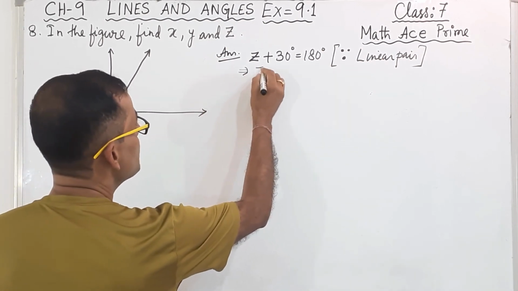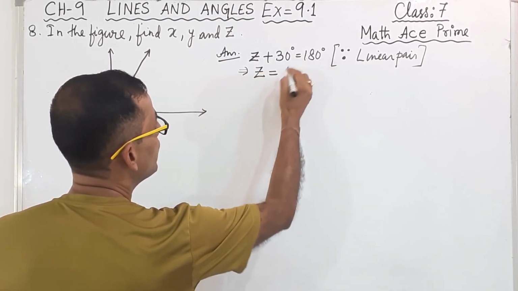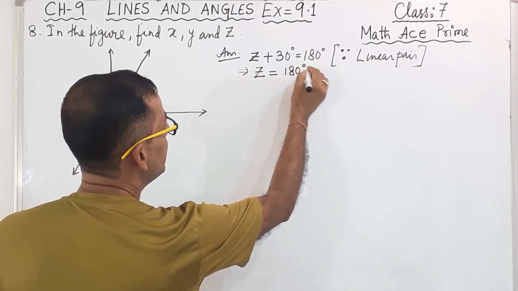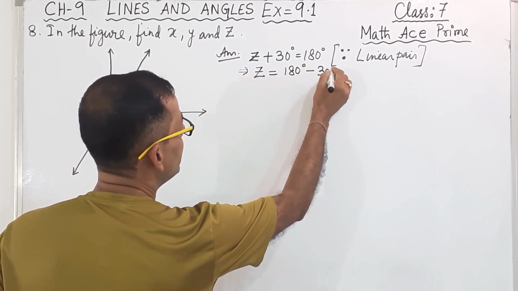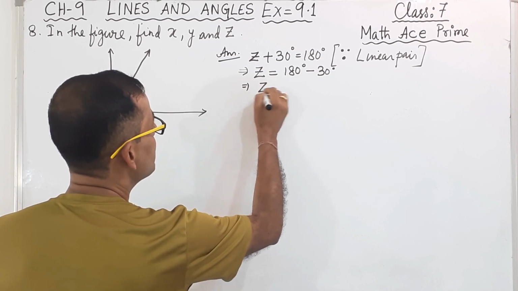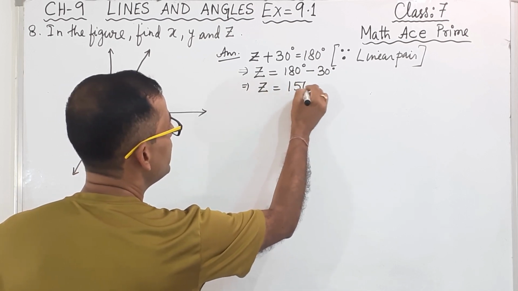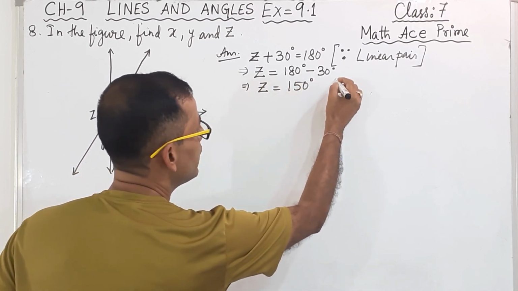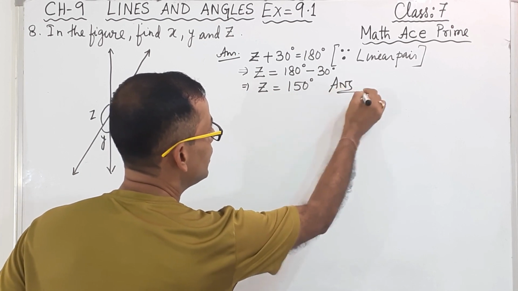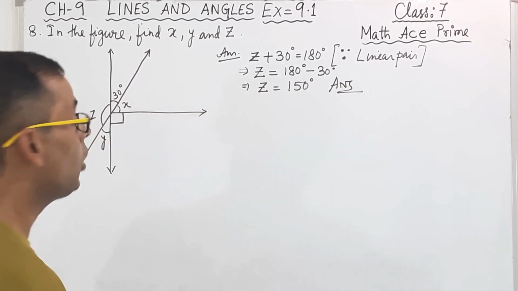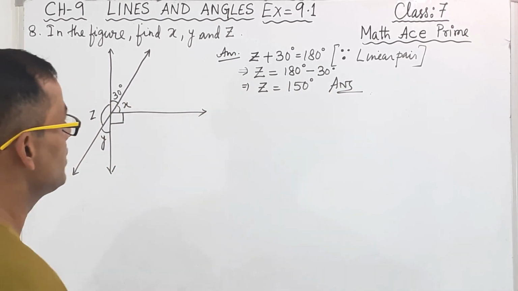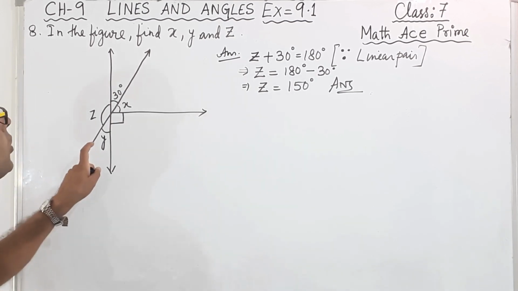So now z equal to what? 180 degree minus 30 degree. So what you get? Z equal to 150 degree. So you got it. You can write the answer here, or at last also you can write the answer. Now next I will find out y.